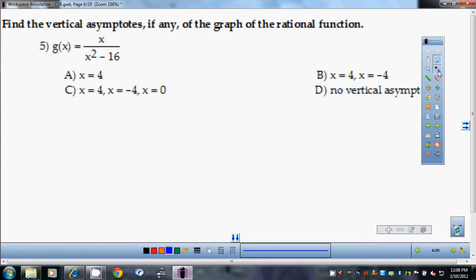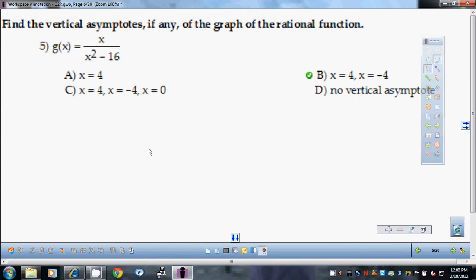What are we looking for when it comes to vertical asymptotes? That's right. And what's going to make that equal to 0? 4 and what? Yeah, 4 and negative 4. Which one of these options is 4 and negative 4? That's right.